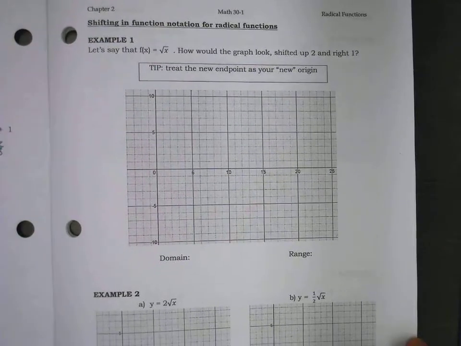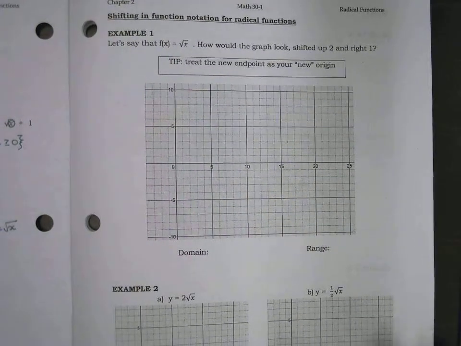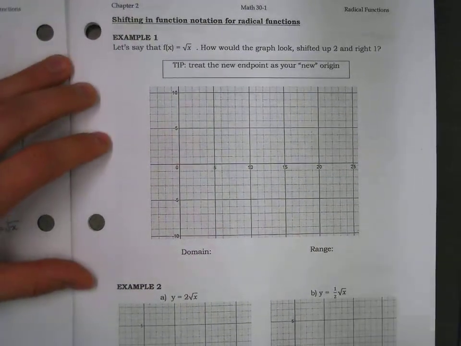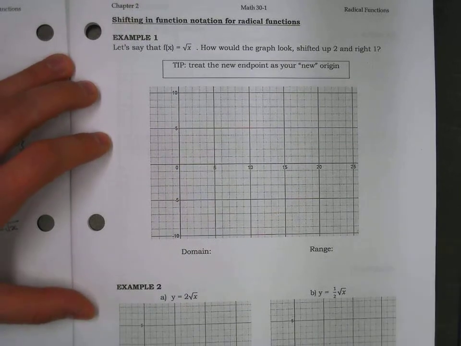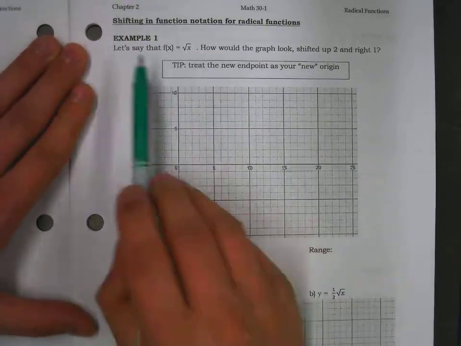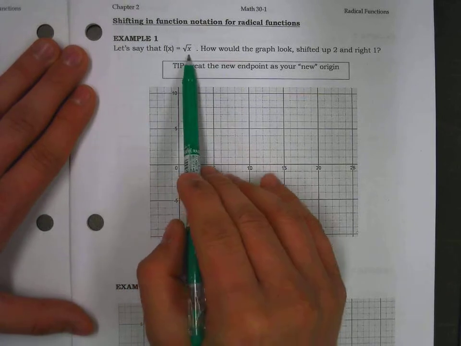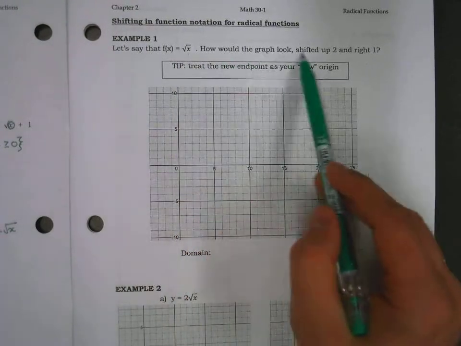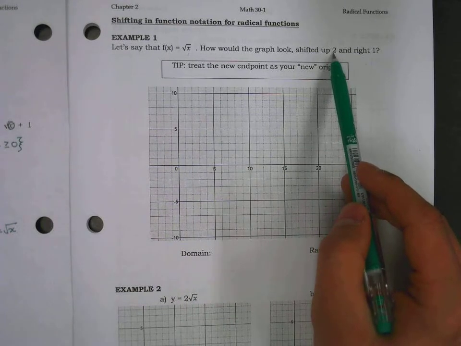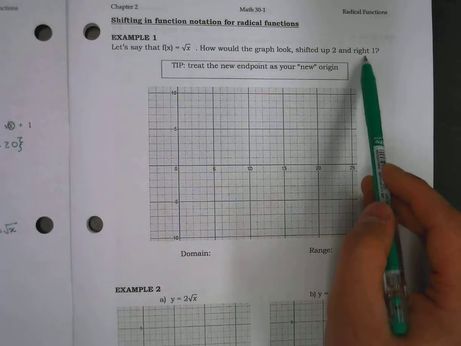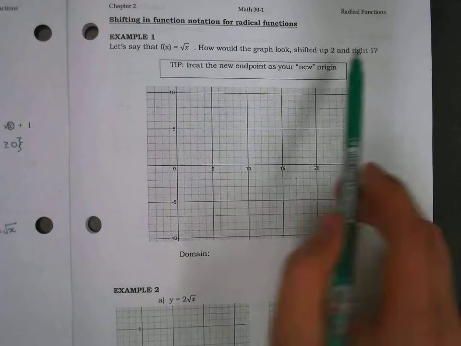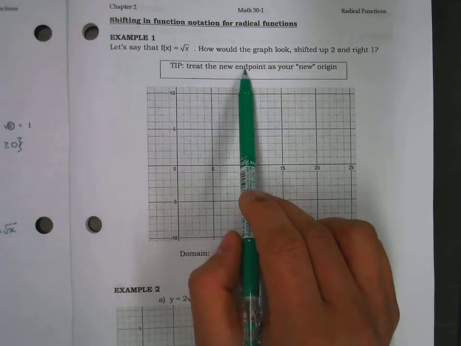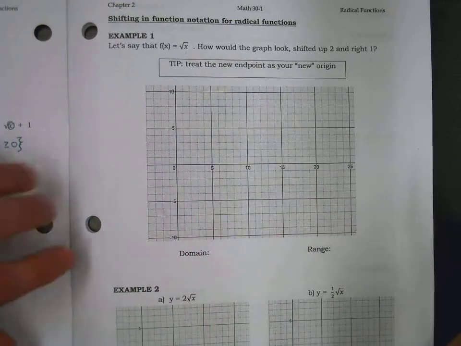What we're going to do today, though, is talk about shifting in function notation for radical functions. I'm going to try to keep this consistent and comfortable with what we talked about before, but we're going to start with some function, just like we sketched a moment ago, the square root of x. What do you think this would look like if we shifted it up 2 and right 1? To make this possible, we're going to treat the endpoint, that vertex, as a new origin.